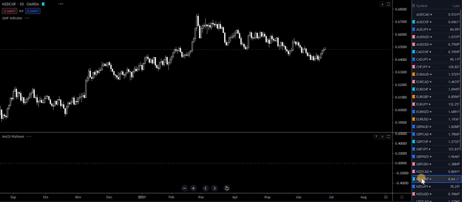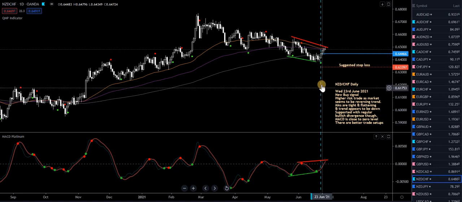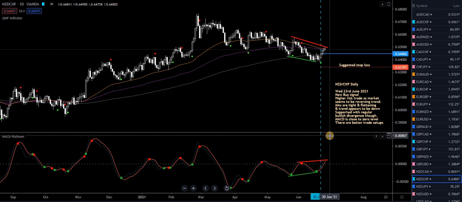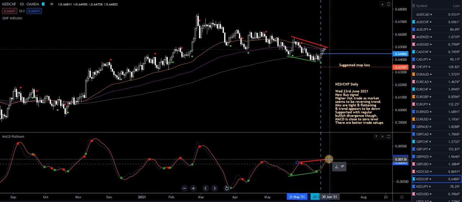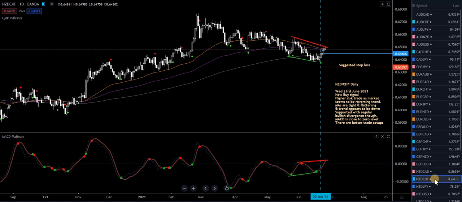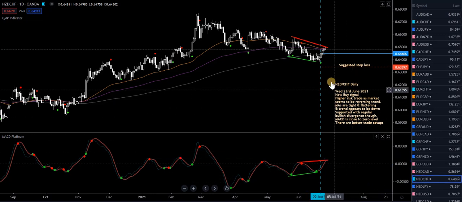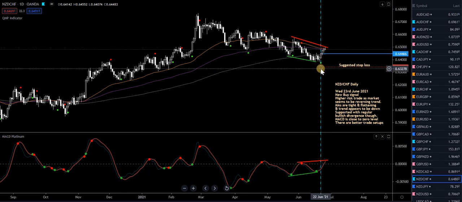New Zealand Swiss. This is a buy trade from a few days ago. Yeah, look, it's a nothing sort of trade. Again, I'm starting to get ready. The MACD Platinum's already through the zero level, hence it's highlighted in the light blue. You would have taken some action: tighten the stop up, close half.